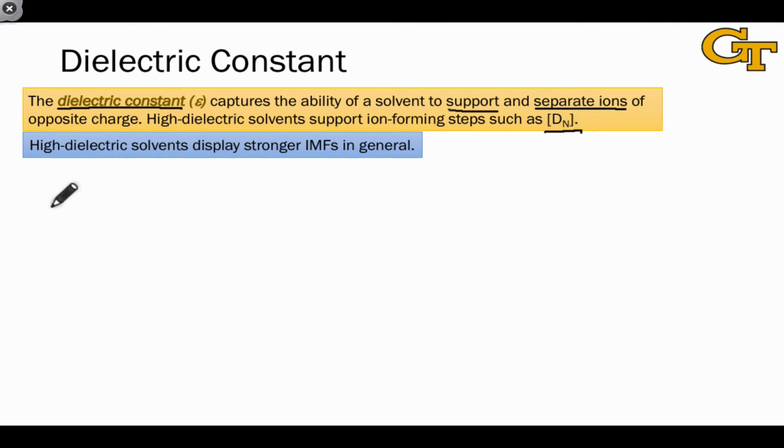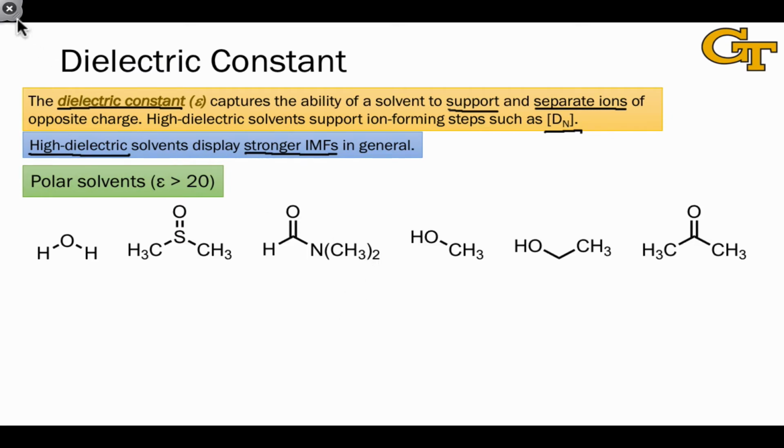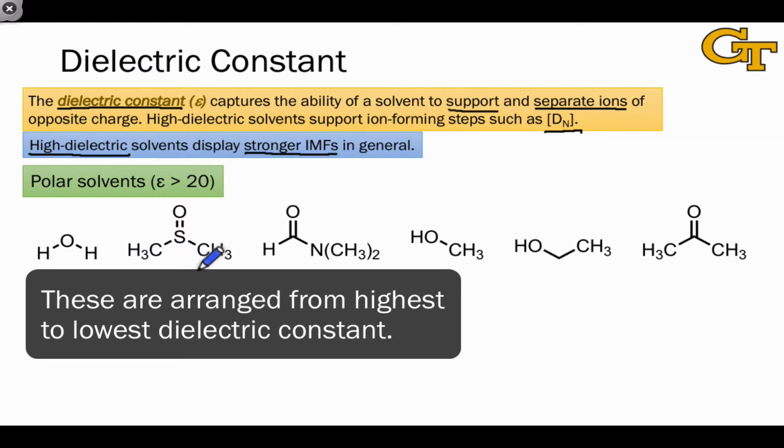SN1 mechanism. In general, high dielectric solvents are polar and display stronger intermolecular forces in general, stronger hydrogen bonds for protic solvents and stronger dipole-dipole forces for aprotic solvents. Although we can't really put a clean cutoff on polar solvents are north of this number and nonpolar solvents are south of this number in terms of dielectric constant, to a rough approximation, greater than 20 corresponds to a polar solvent. All of the compounds you see here are considered polar solvents.